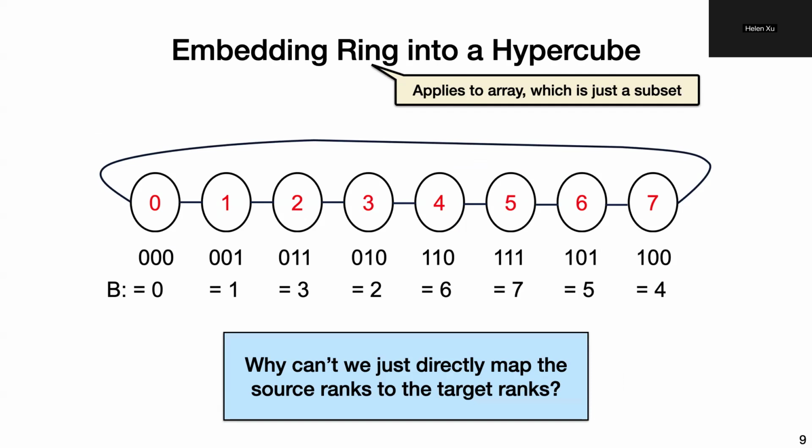Congestion would become more than one if these were non-distinct edges, because if two edges in the source map to one edge in the target, then the congestion would become more than one. So going back to this, the congestion is like a multiplicative factor off the original source topology.